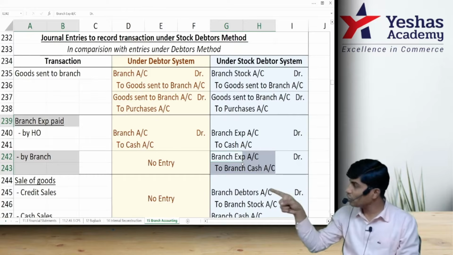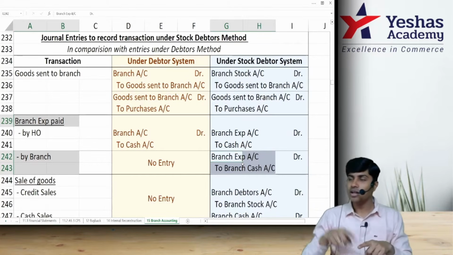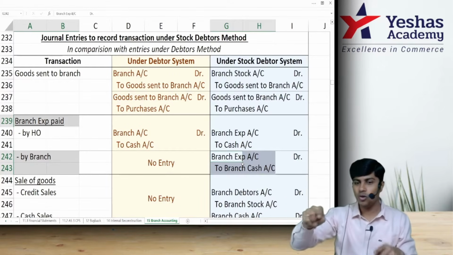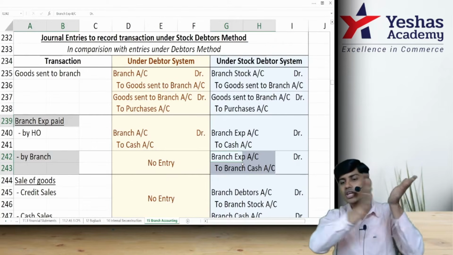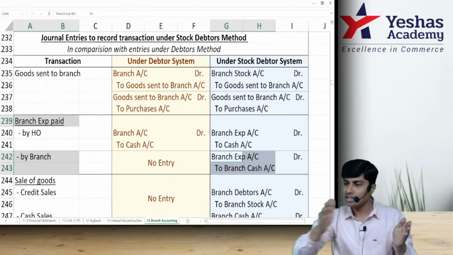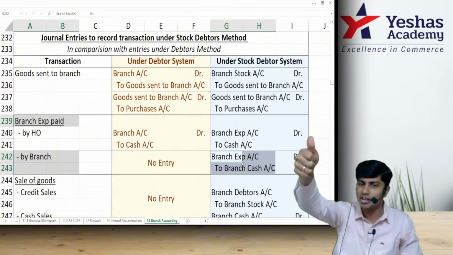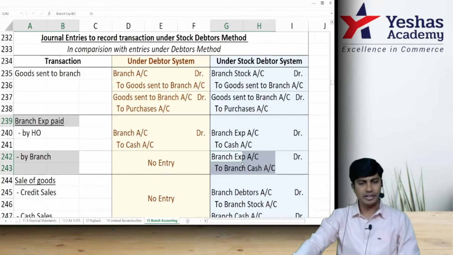We don't write an entry for this under the debtor system because under the debtor system, in the one ledger that we open, that ledger itself has the expense account, that ledger itself has the cash account. So it will be reflecting both the debit and credit aspect in the same ledger. So we ignore it under the debtor system. Under stock debtor, that one ledger is cut into 4-5 ledgers. So expense is debited in the expense ledger, cash is credited in a different ledger. So we can write a journal entry.